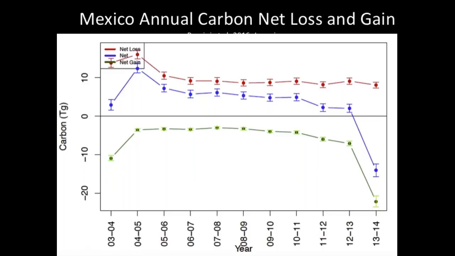So the advantage of this is that it's free. In one way it is free because the data are free. Once you learn how to run the procedure, the computer will do it. Now, the other thing that I want to say is that this was done with no data from Mexico. This has no field data from Mexico.